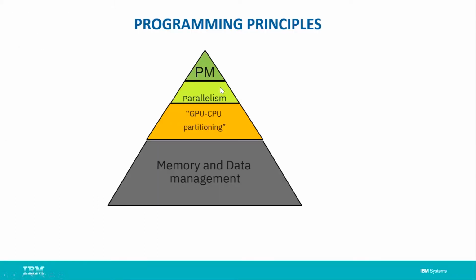So the programming principles are not something that will break everything you know. So you have the programming model, which means the parallelism you can extract from your application. Then you have the GPU, CPU partitioning: understand what you want to run on the GPU and what you want to run on the CPU. And the most important part beneath that is the memory and data management.